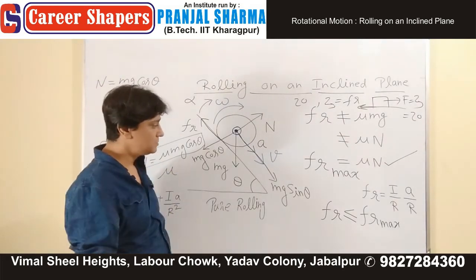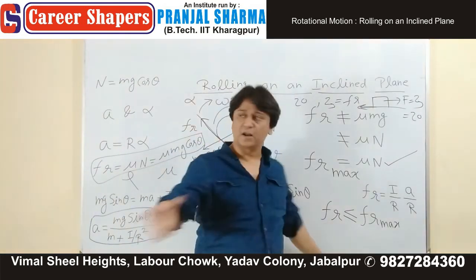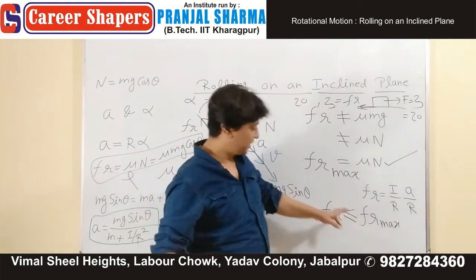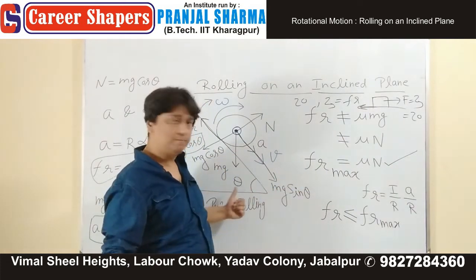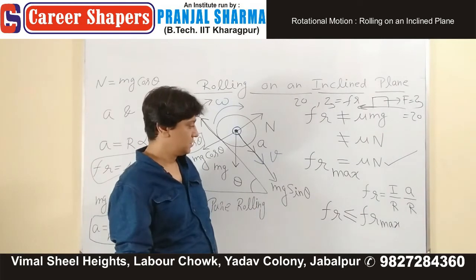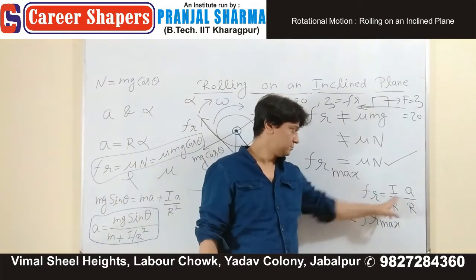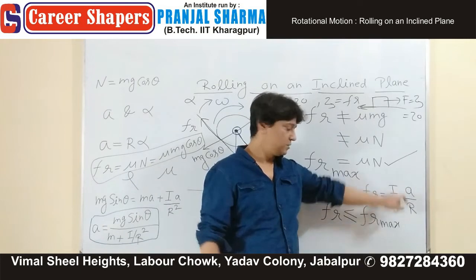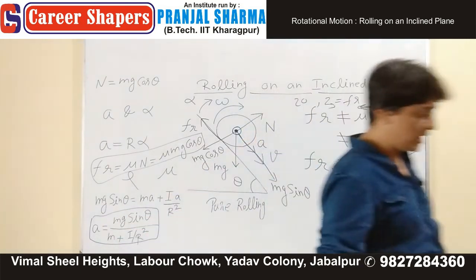Now, so Fr, when I asked you what's the value of Fr, and if you answer like this, then this is wrong. Because this is a specific value, a special fact, which is present only when slipping will take place or about to slip. Then how do you find Fr? सामने है IA upon R square. And what is A? This is A. That's the value of A. So what is friction acting on the body?